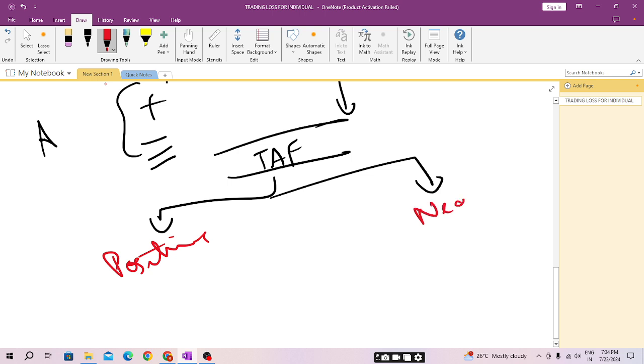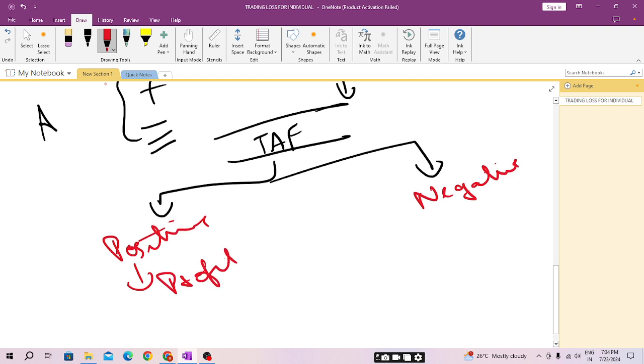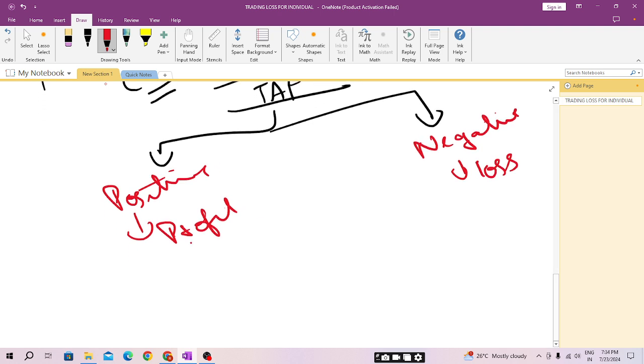The tax adjusted figure can be positive or negative. If it is positive, it is the case of profit. If the tax adjusted figure is negative, it will be the case of loss. And if it is profit, it will be taxable income under the trading income head. This will be taxable and we need to pay tax on this profit.